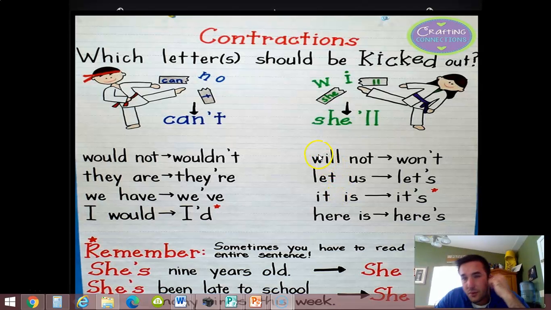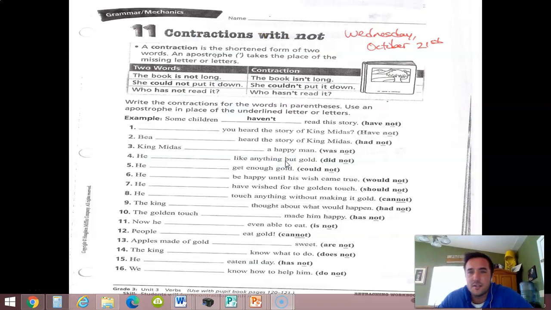Here's that chart I referred to earlier about the letters that you kick out, so to speak. Cannot: you kick out the N-O, and that's where you add the apostrophe. Notice this is supposed to be she will, but they're showing that you kick out the W-I, and that's where you add the apostrophe. She'll go to the store. So again, instead of she is, it goes to she's. Instead of will not, it goes to won't. Instead of let us, it goes to let's, so on and so forth. That's the contractions. I strongly advise you open to page 120 and 121 if it helps you out.